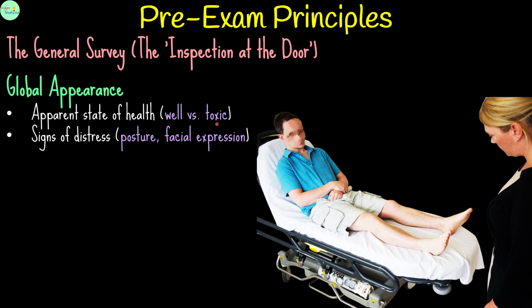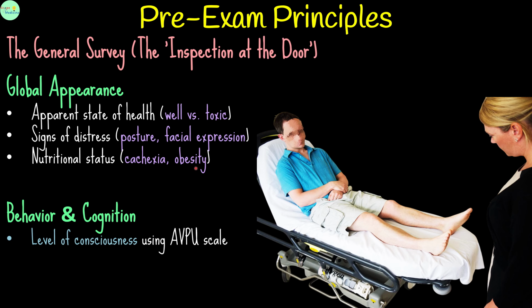Note any signs of distress in their posture or facial expression, and assess nutritional status for signs of weight loss or obesity. Finally, evaluate behavior and cognition. Determine their level of consciousness, often using a simple scale where you note if they are alert, responsive to your voice, responsive to pain, or completely unresponsive. Also note their speech pattern and apparent mood.